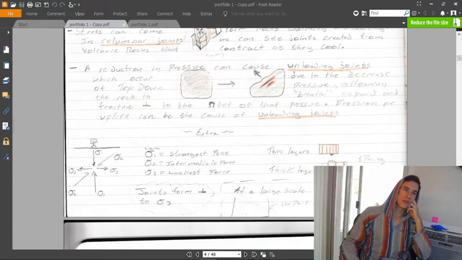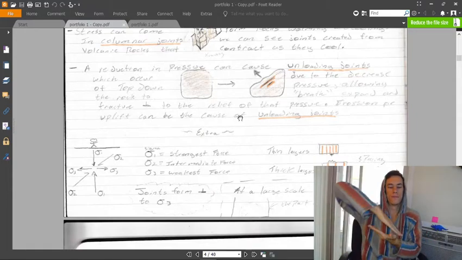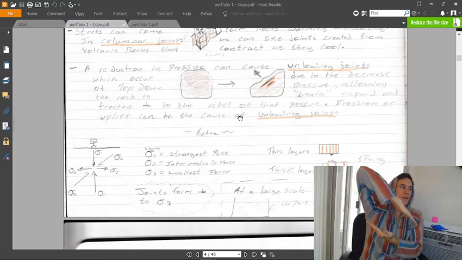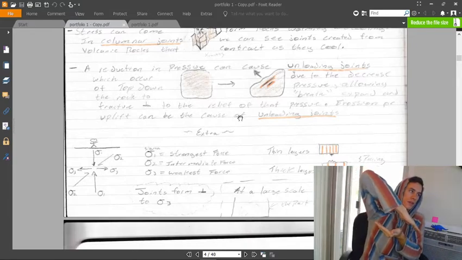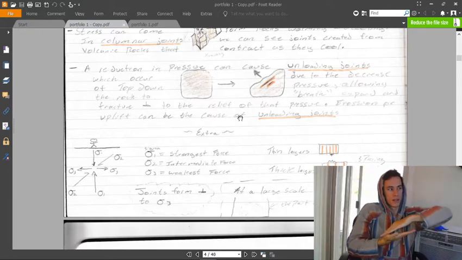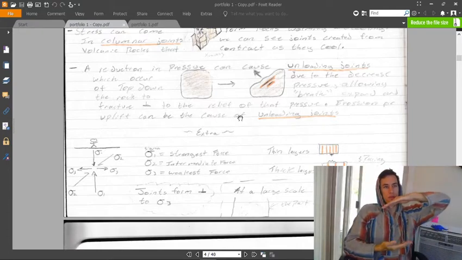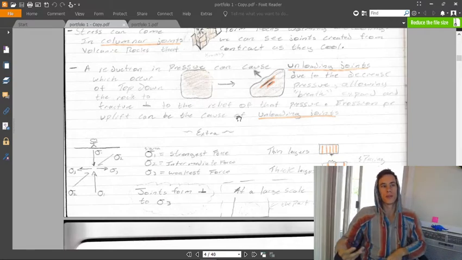The redirection of pressure can cause unloading joints. Unloading joints are when there's a lot of pressure on something and then it gets lifted to the surface. Because there's not as much pressure on it nearer to the surface, it starts kind of breathing out, expanding, and as it expands, it creates joints to compensate for that material.